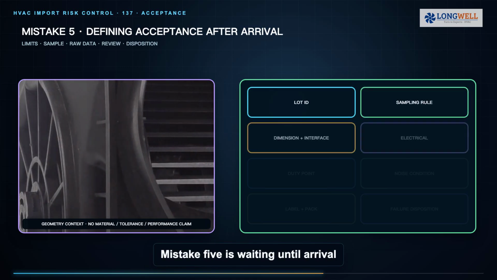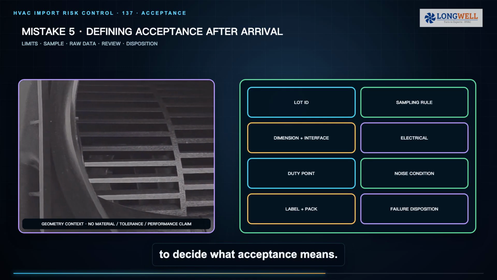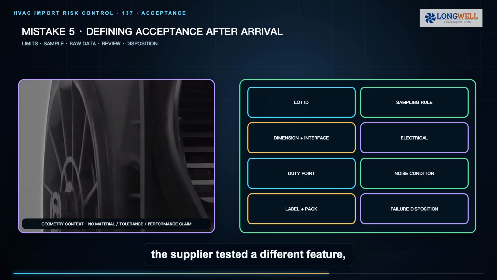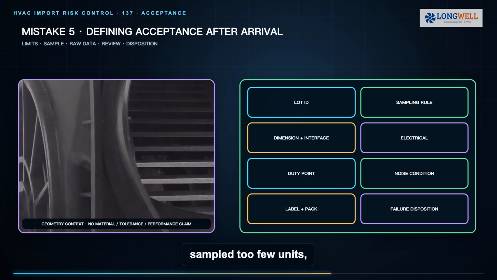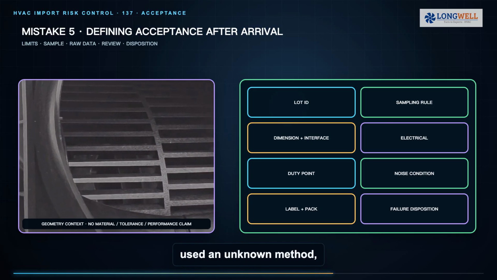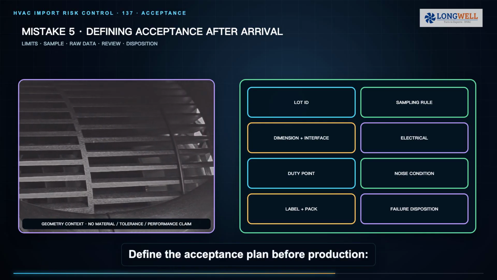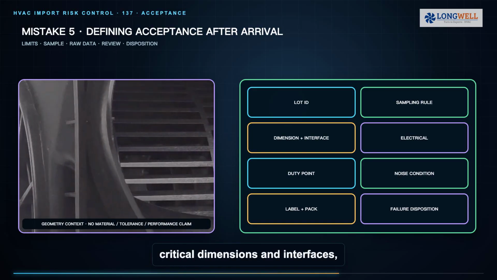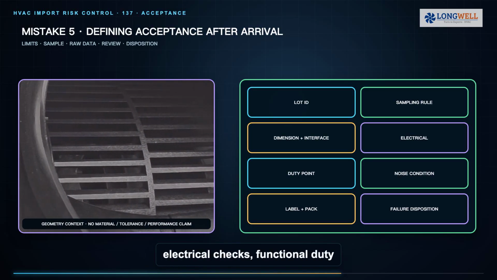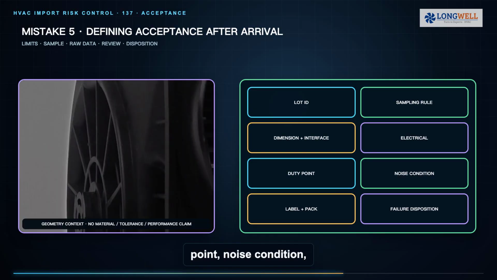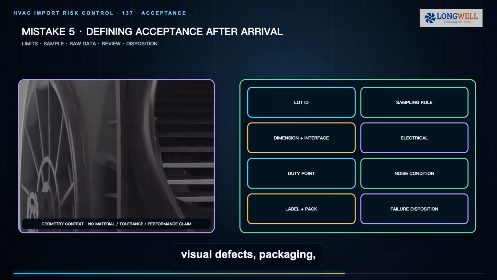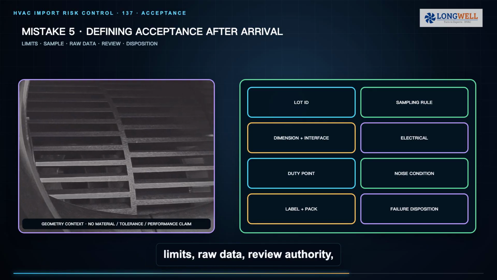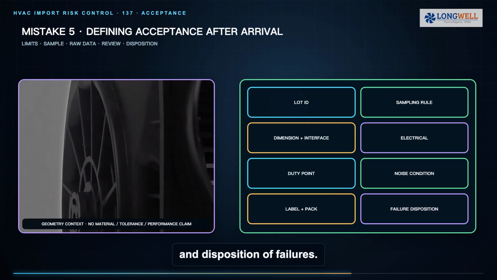Mistake 5 is waiting until arrival to decide what acceptance means. By then, the buyer may discover that the supplier tested a different feature, sampled too few units, used an unknown method, or recorded only pass. Define the acceptance plan before production: lot identity, sampling rule, critical dimensions and interfaces, electrical checks, functional duty point, noise condition, visual defects, packaging, label and document checks, measuring equipment, limits, raw data, review authority, and disposition of failures.